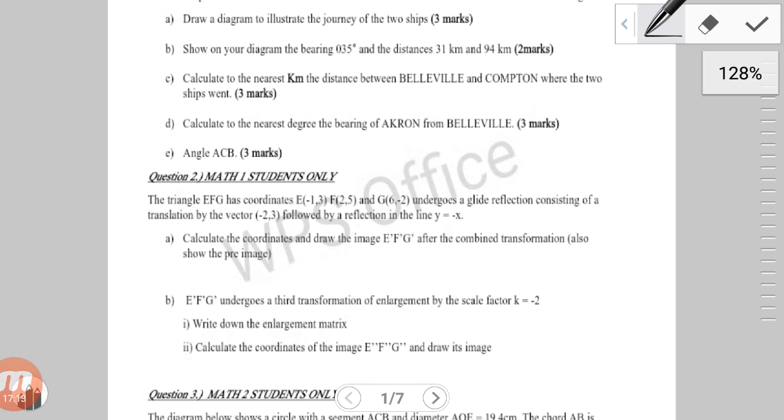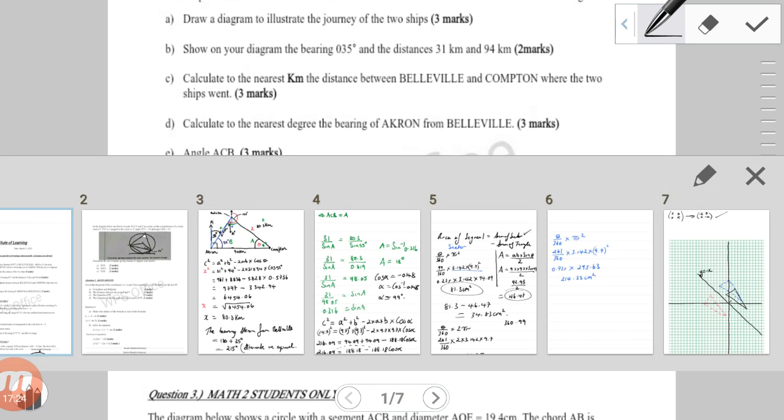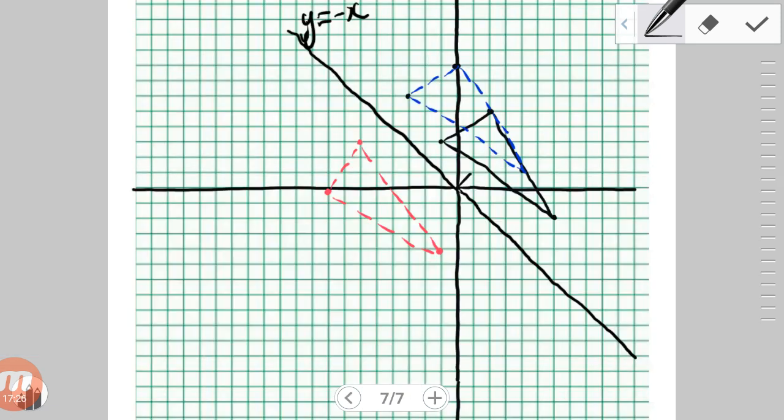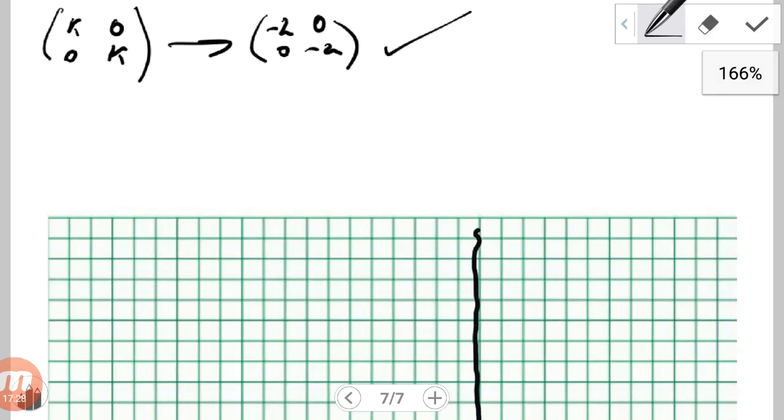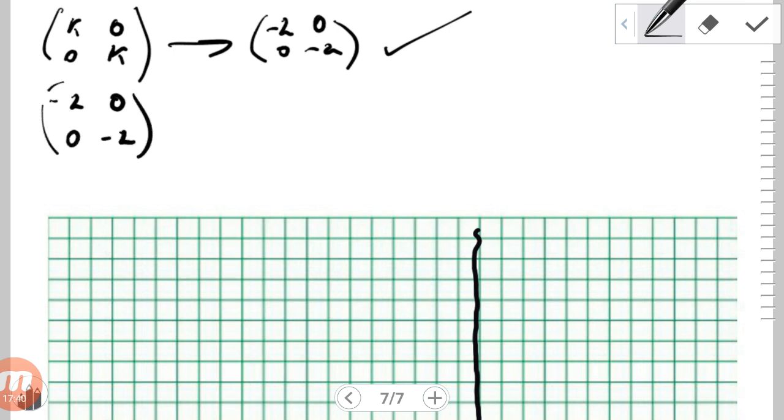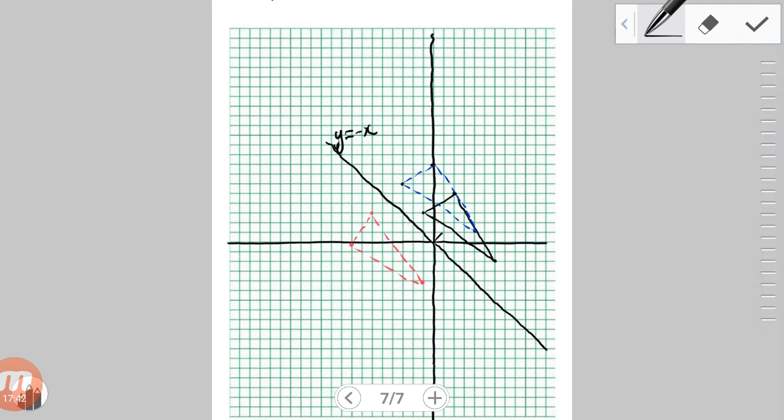So if we now look at the following question, it says calculate the coordinates of the image E double prime F double prime G double prime and draw its image. This is pretty much done like what we just did moments ago. We're going to take the actual matrix and multiply it by the E prime F prime G prime coordinate values. So this is minus 2, 0, 0, minus 2, and we're going to multiply it by the image points that we had calculated earlier in red.